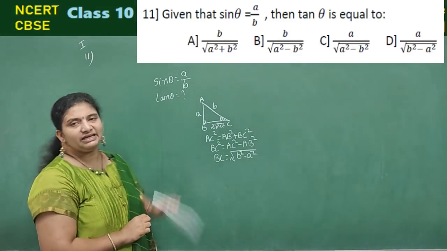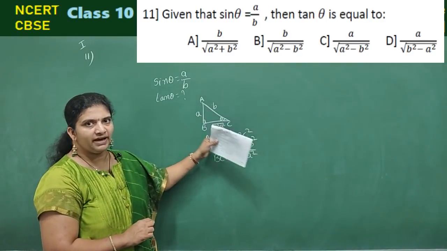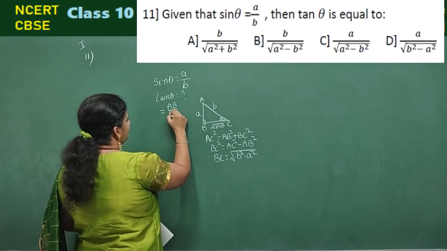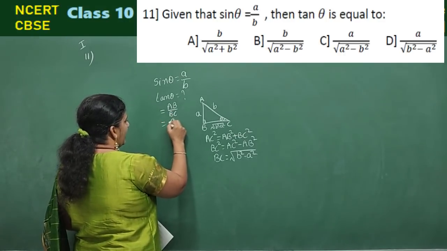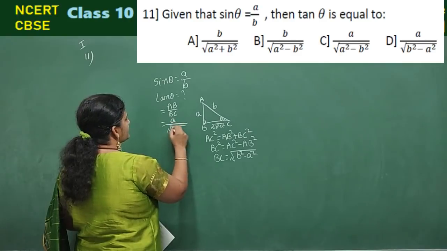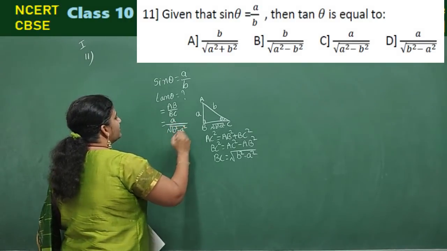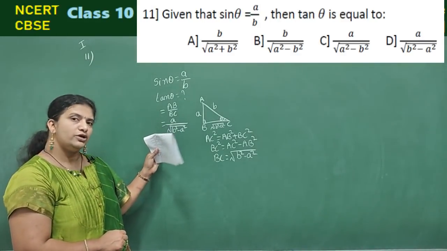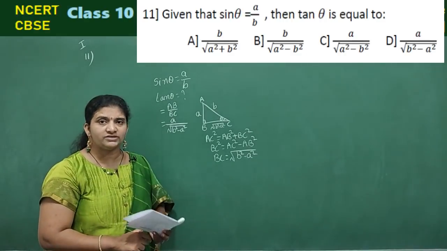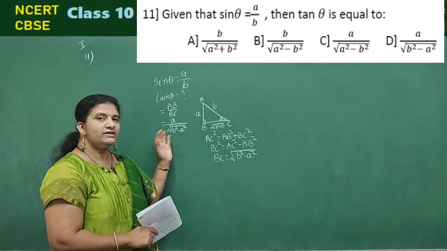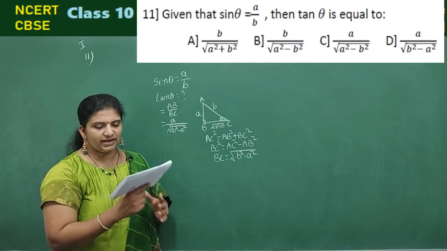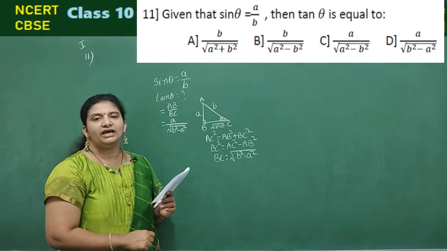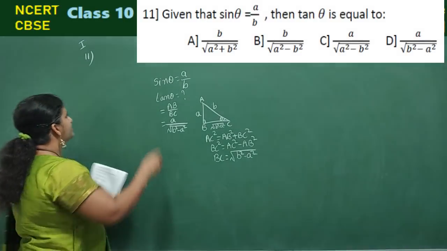Now, what is tan theta? Tan theta is opposite by adjacent. Now, write it here, opposite AB, adjacent BC. AB value is A and adjacent value is square root of B square minus A square. Observe in your option, if you have here plus or minus, you can select that option also. If plus or minus not given, simply you can take A by square root of B square minus A square. Check which option is right answer here. Option D, A by square root of B square minus A square.